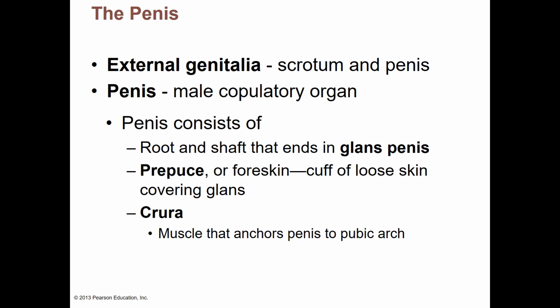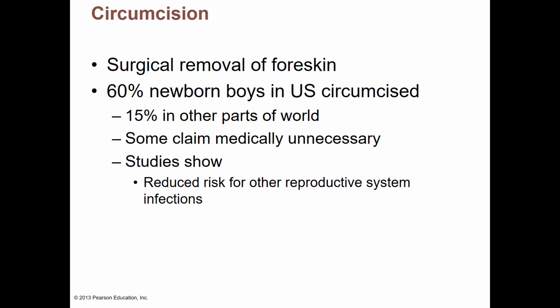Now, the removal of that foreskin or prepuce, known as circumcision, happens in about 60% of newborn boys in the United States, which is way above the normal percentage worldwide. It's only about 15% in other parts of the world. A lot of people claim it's medically unnecessary. However, some studies show that you have a reduced risk of other reproductive system infections. It kind of goes either way. If you're for uncircumcised, you've got things to back it up. If you are for circumcision, there's things to back it up. Either way.